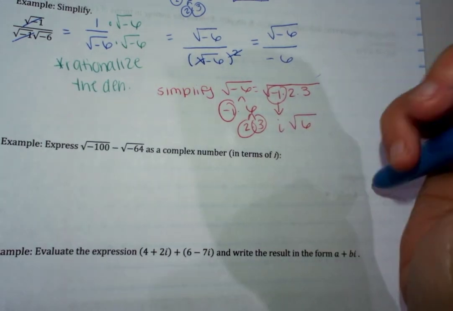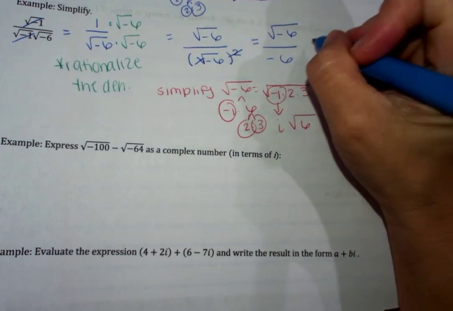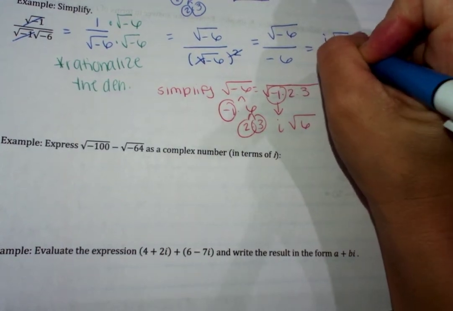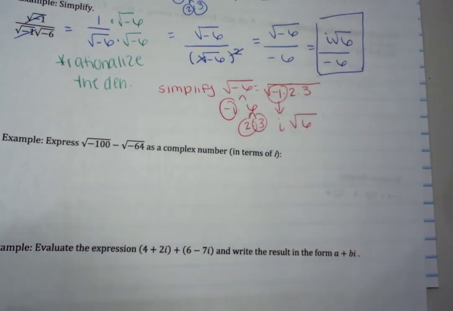So I really have, where's my blue? i square root of 6 over -6. And that is our final answer. Let me just double check. Well, I have it pulled up, but that's exactly how the homework wants it.